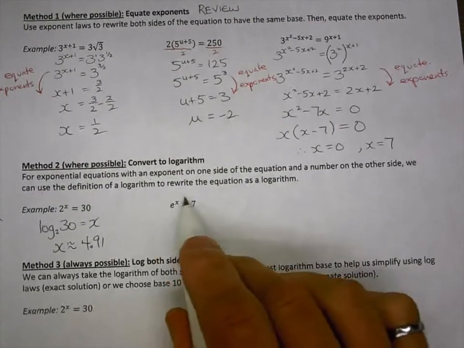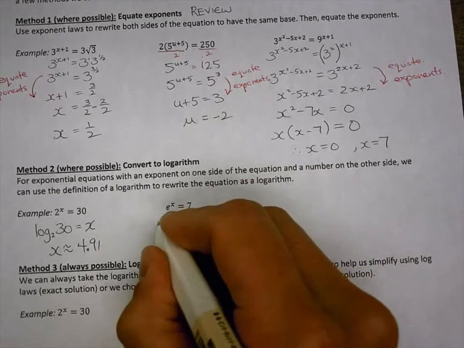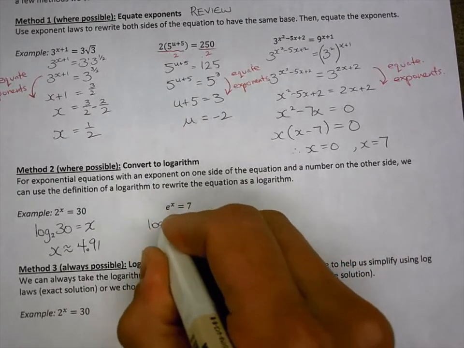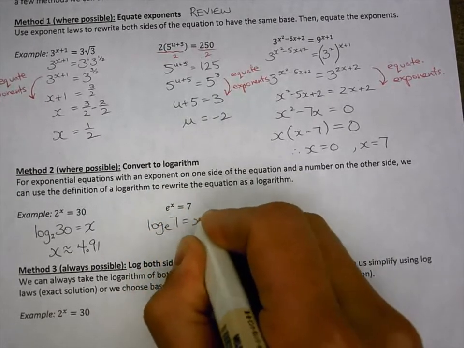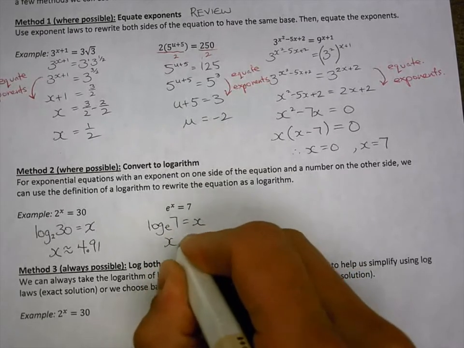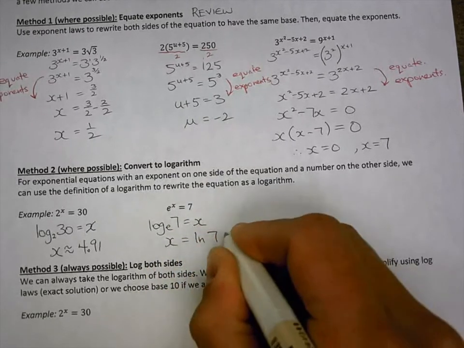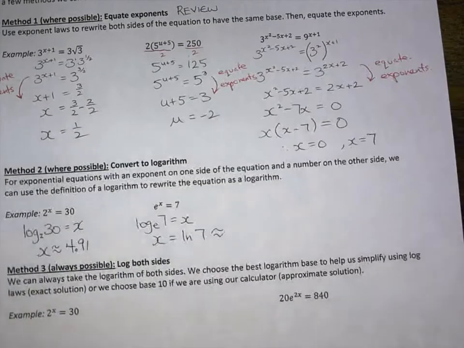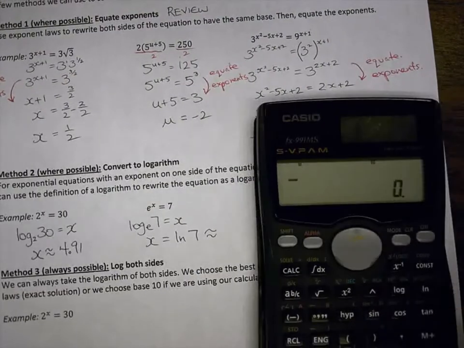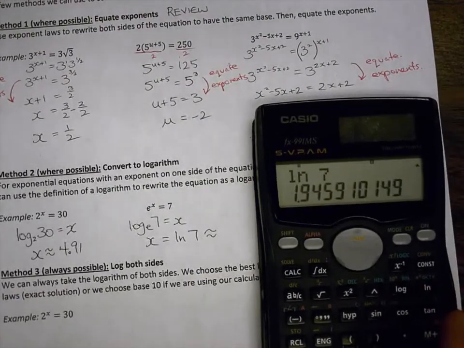Similarly, a question like this, solve for x. Well, I'm going to rewrite it as a log. So I have log base e of 7 is equal to x. In other words, x is equal to ln 7. Well, that's easy. I can type that into my calculator, even my regular calculator. ln 7 equals 1.95.